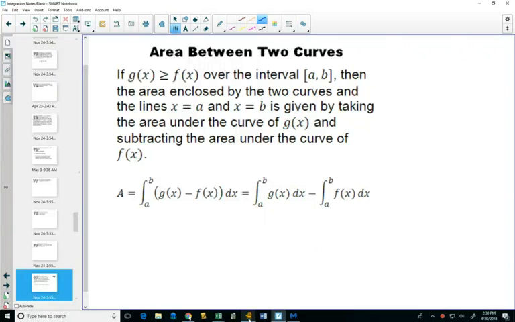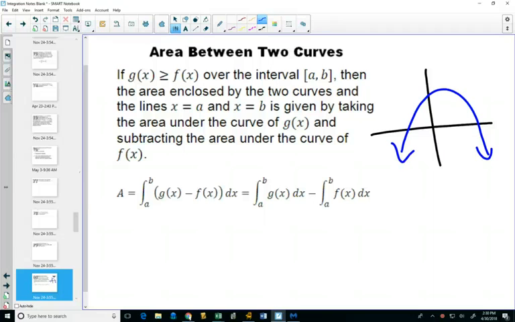Okay. Now, the interesting thing is right now we're going to do area between the curves. So let's say you had your axes here, and you had a parabola like this, and then a line like that.